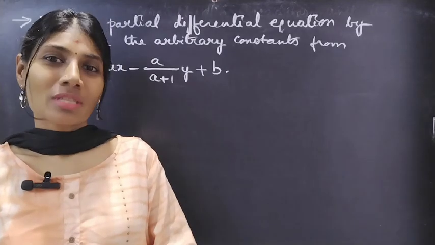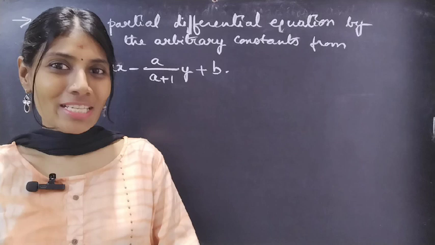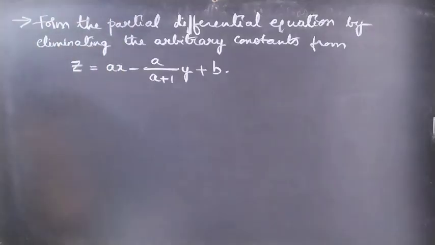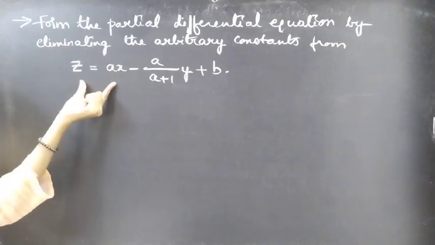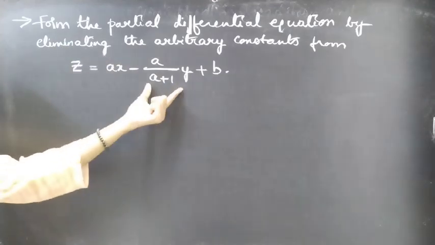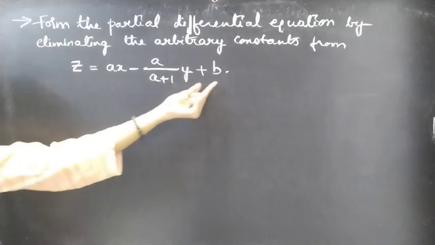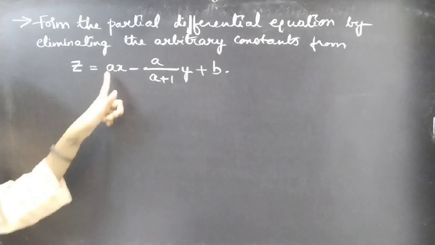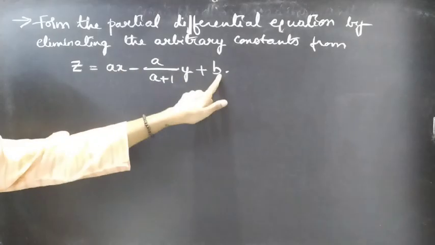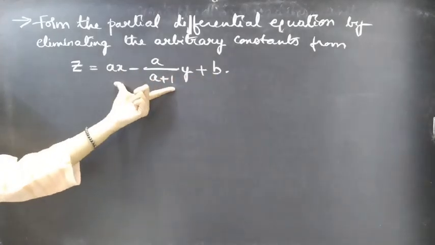In this video we are going to see a problem from partial differential equations. So let's get going. Problem: form the partial differential equation by eliminating the arbitrary constants from z = ax - (a/(a+1)) y + b. So we are asked to find the partial differential equation by eliminating the arbitrary constants a and b from this equation, right?